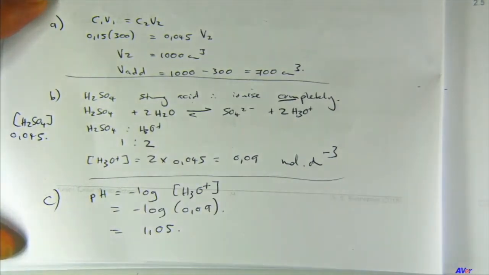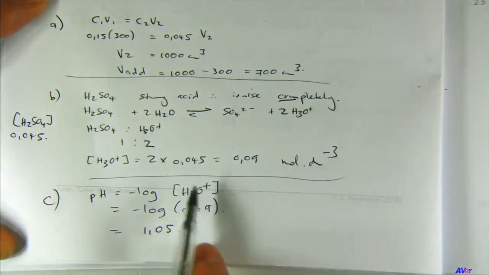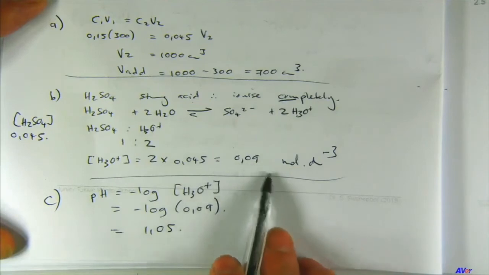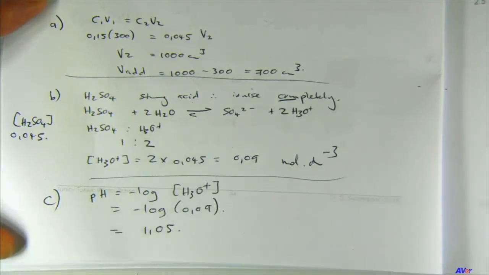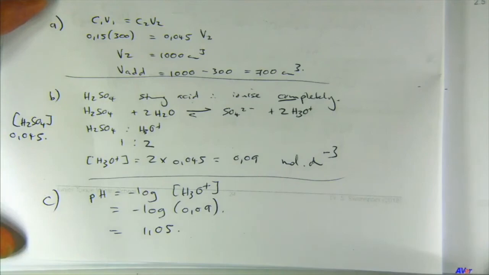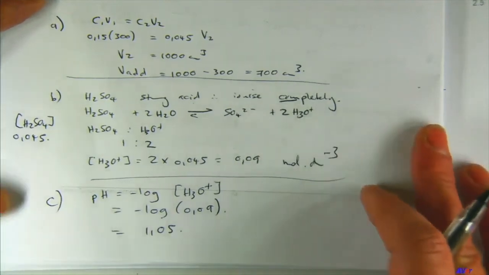What do we know about sulfuric acid? It's a very strong acid, and a concentration of 0.09 is actually still strong. So you've got a lot of it, and all of it will give you H+, and each one will give you 2 H+. So you end up with a lot of H+.